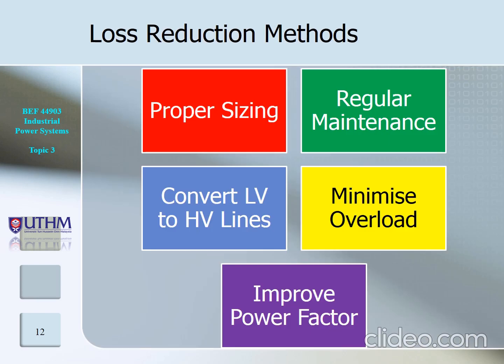Next we go to loss reduction methods. There are some methods that we will use to reduce the loss. The first one is proper sizing, then regular maintenance, then converting LV to HV lines, then minimizing overload, and then improving power factor.